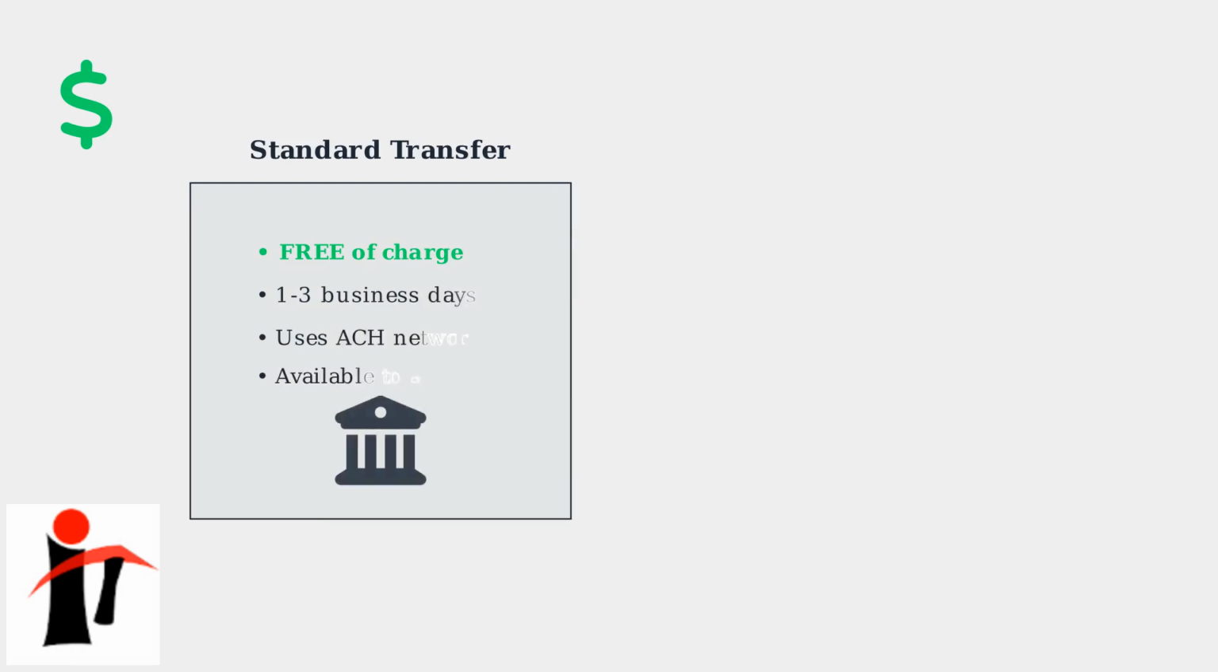Cash App provides two distinct methods for transferring money from your Cash App balance to your bank account. Understanding these options will help you choose the right method for your needs. Standard transfers are completely free and typically take 1 to 3 business days to complete. They use the ACH network, which is the same system banks use for routine transfers.